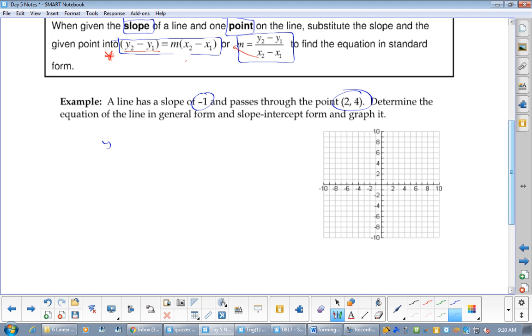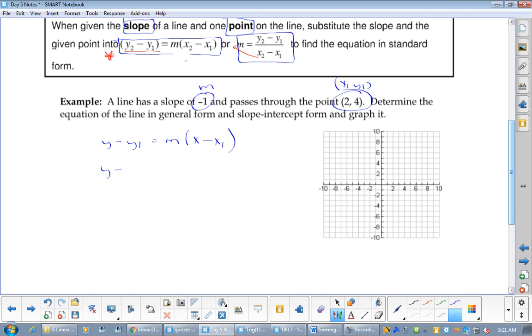Now, there's two ways it can be. It can be y minus y1 equals m(x minus x1). That's the form we're going to use. So the y and the x, we're not going to mess with. They're in our equation. But that y1 and x1, we're going to substitute our point in. This is going to be x1, y1, and this one's going to be our m. Okay, so let's try it out.